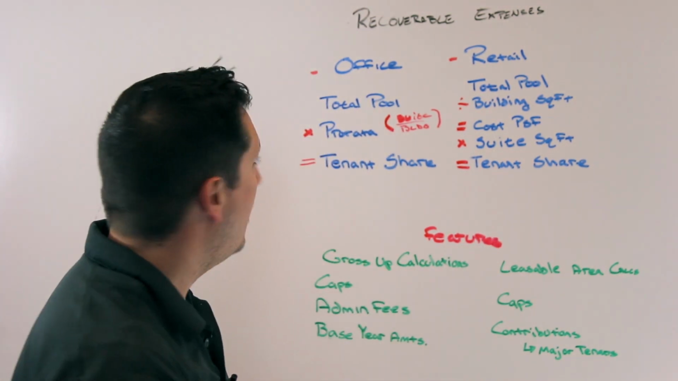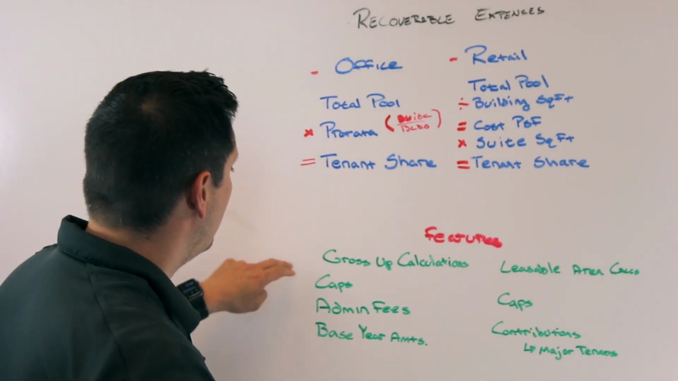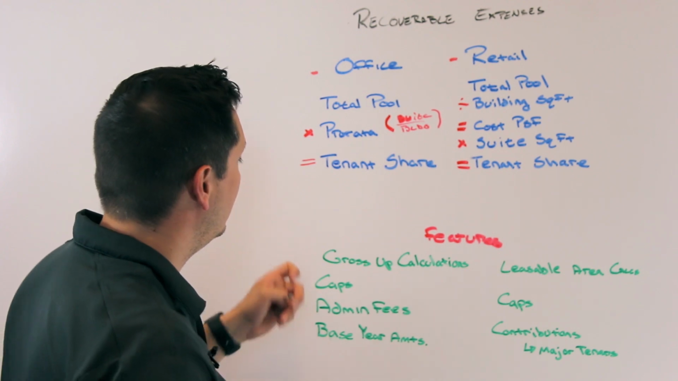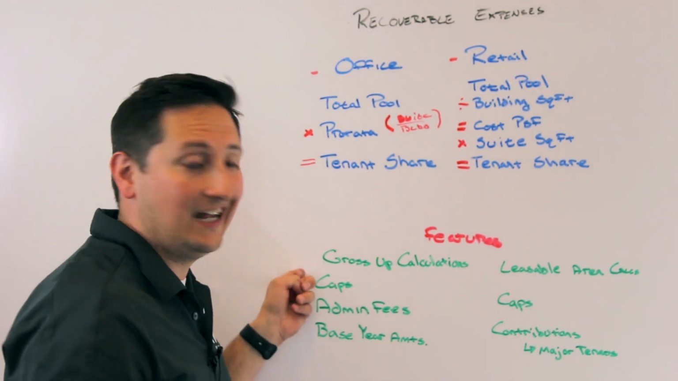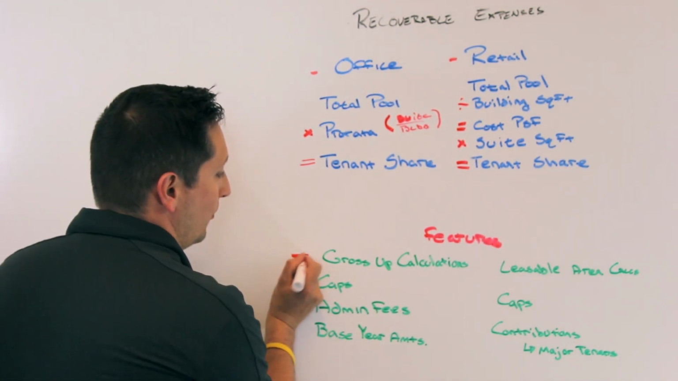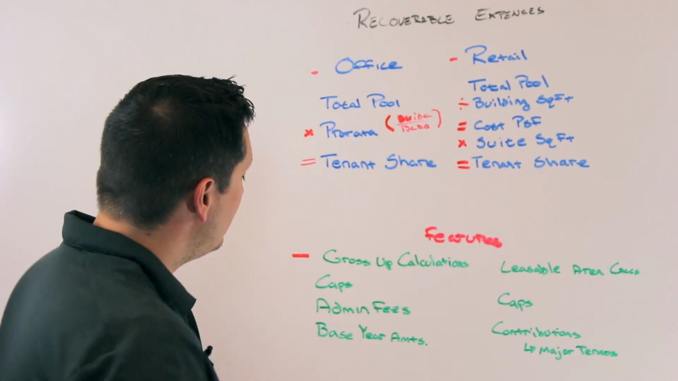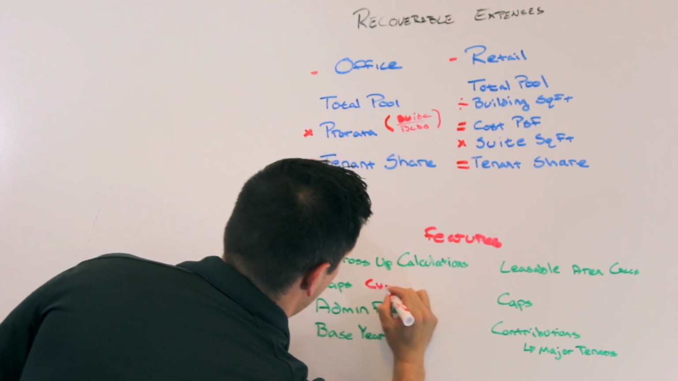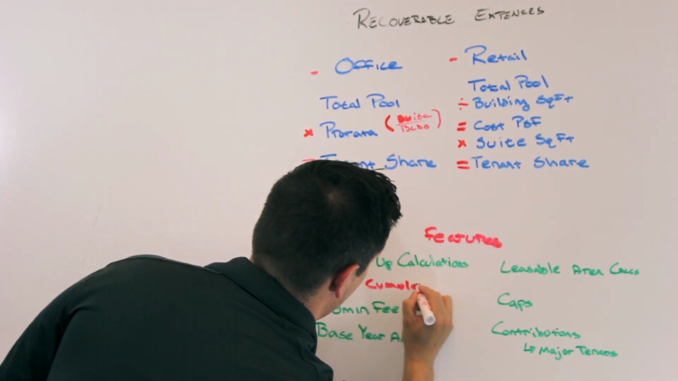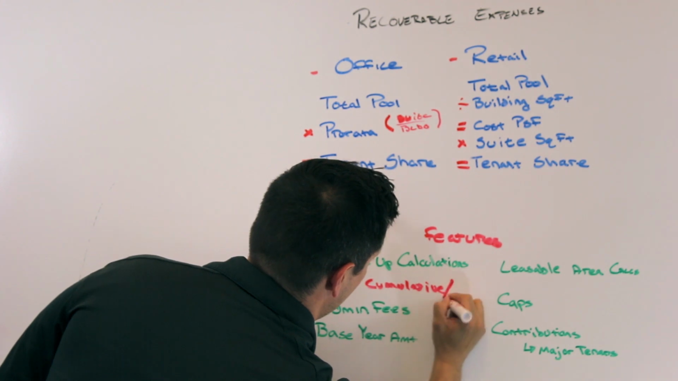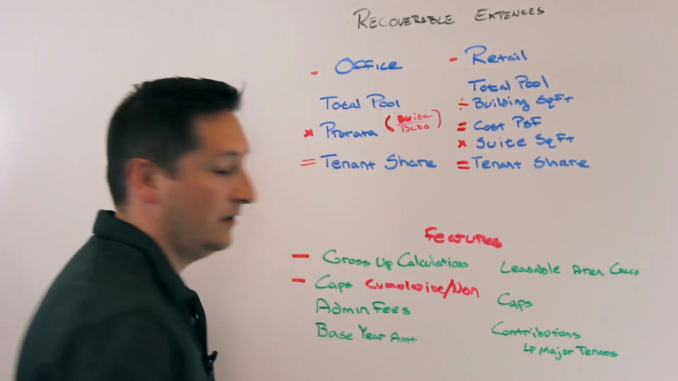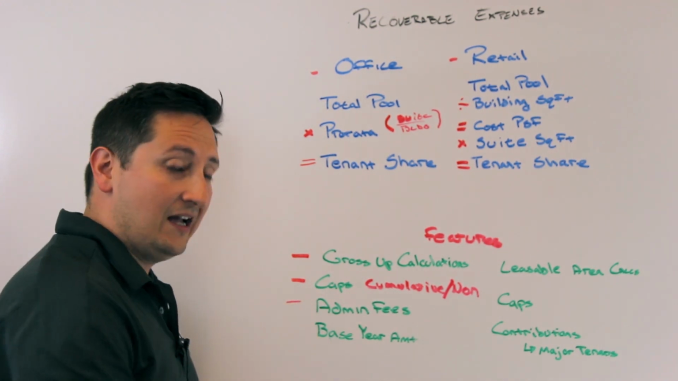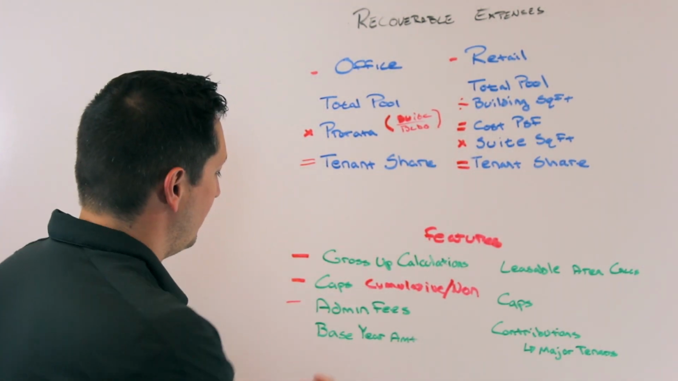In your office calculation or standard, you're going to have the ability to do gross up calculations. So if you want to present a building as 100% occupied, 95% occupied, you can do the gross up calculation. We have the ability to do caps, both cumulative and non. And you have the ability to do your admin fees. And finally, the last thing you'll be able to do is your base year amount.